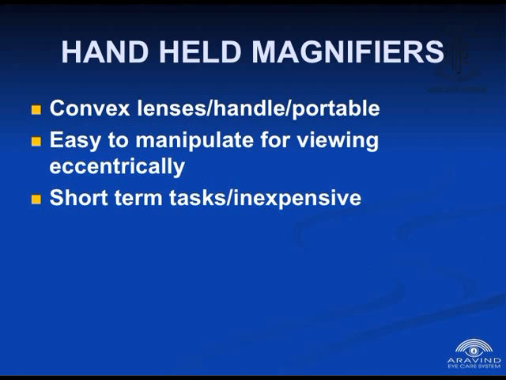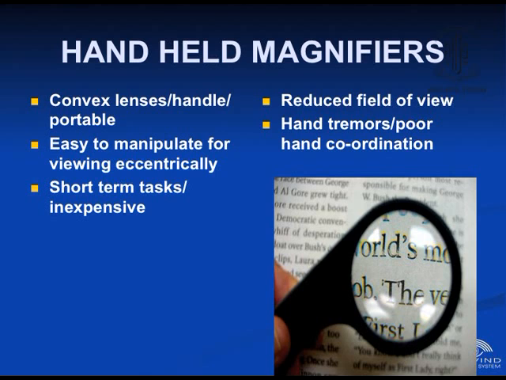Again, handheld magnifiers are used by patients. Convex lenses have a handle, are portable, and are easy to manipulate for viewing eccentrically, and usually patients use these for short-term tasks. They are inexpensive. They can't be used for prolonged reading. Usually if you want to look at the MRP in a store, or the expiry date of a medicine, this will be useful.